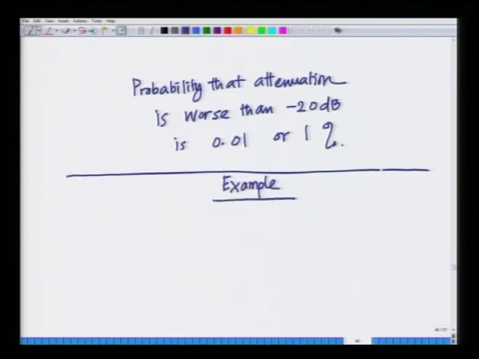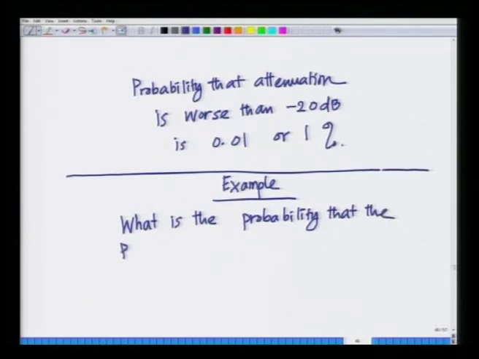What is the probability that the phase phi lies between minus pi by 3 to pi by 3? I want to compute the probability that the phase of the complex fading coefficient lies between minus pi by 3 to pi by 3.